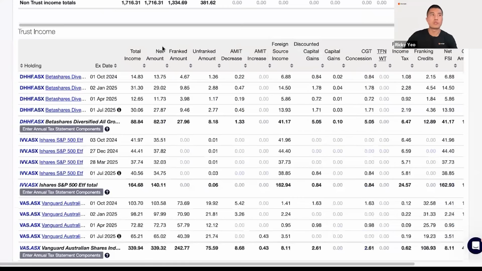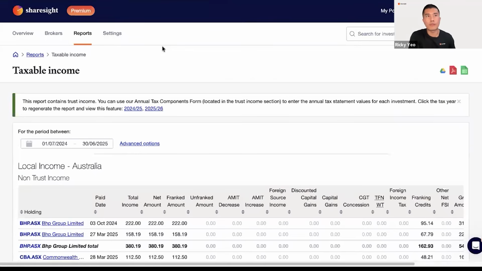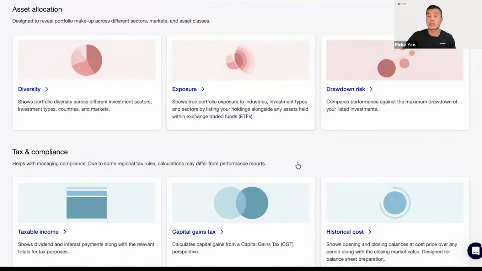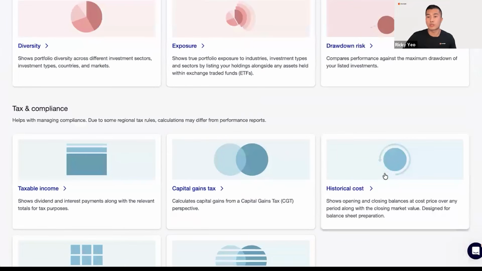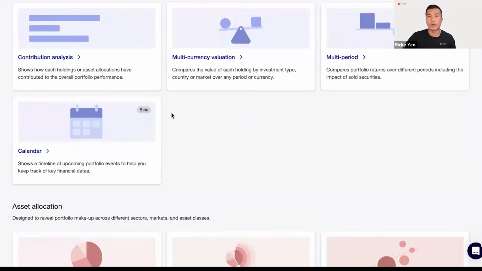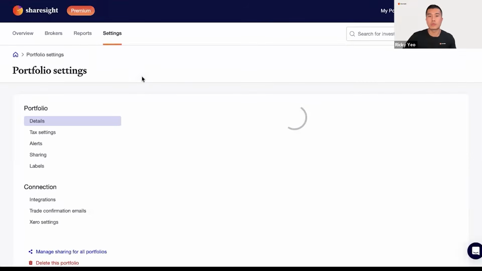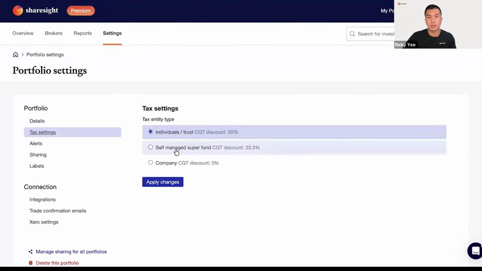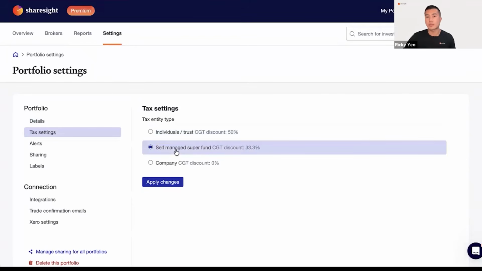In some cases, for example, you will need the opening market value for the beginning of the financial year and the closing market value for the end of the financial year, and you can get that from the historical cost report. But my understanding is the tax report all works the same for individuals or for SMSF. One thing you have to make sure of is the tax settings over here: you need to make sure it is set as an SMSF, because the CGT discount is different between SMSF, individuals and company as well.